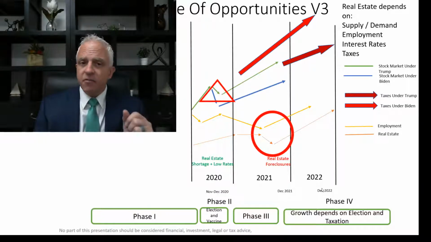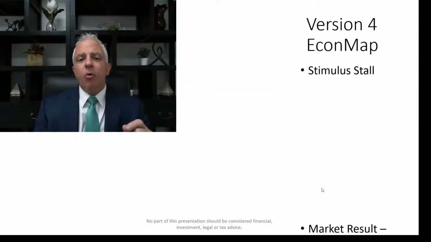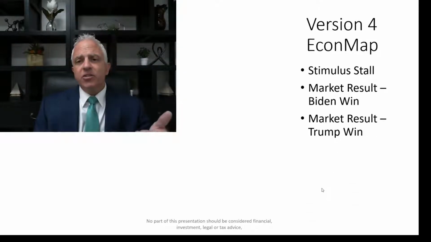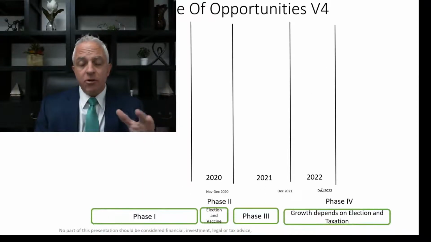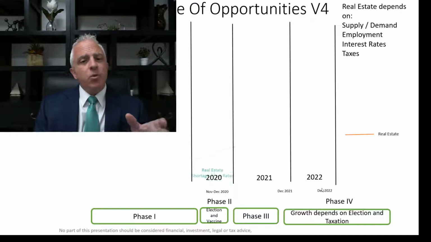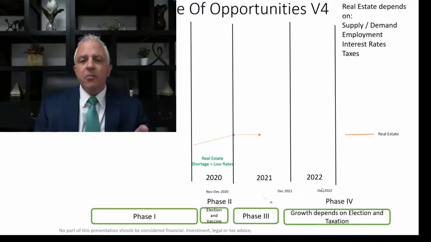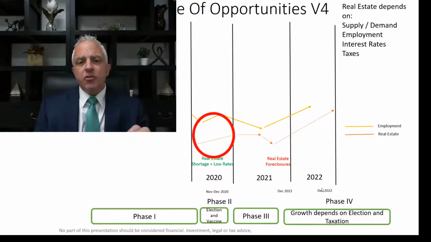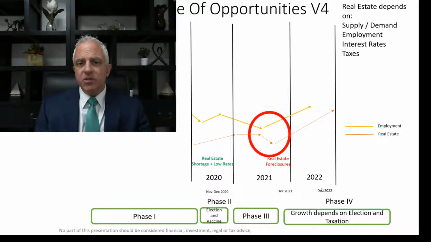All right, now let's get into version 4, and let's talk about what it really entails. It has to do with the stimulus stall, the market result under a Biden win, and the market result under a Trump win. All right, so let's get back to where we were before. We're going to just put the real estate up here, and again, that's not really a part of today's discussion because there's not anything that I have that I would change my mapping at this point. I still show that circle of volatility happening at the same time with 8.4 million mortgages in forbearance.